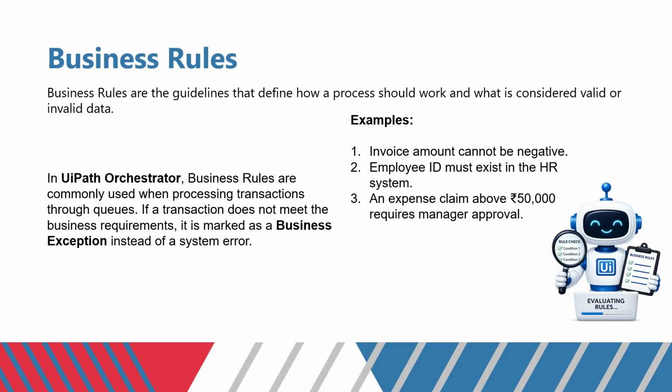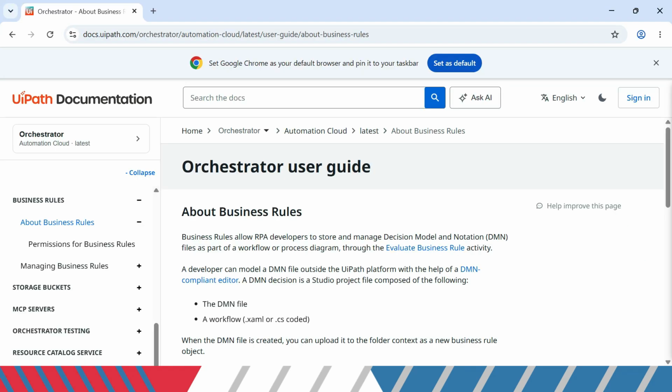For example, the very first one, invoice amount cannot be negative. Another one, employee ID must exist in HR system. And the last, if expense claim exceeds 50,000 rupees, then manager approval is required before proceeding. You can also visit the official UiPath documentation page for more detailed information.